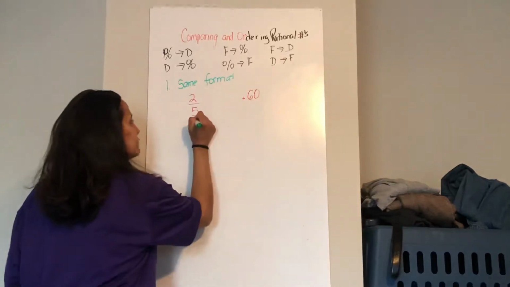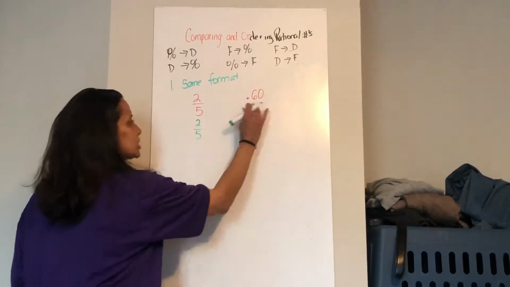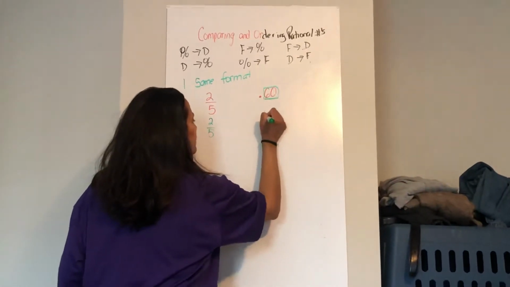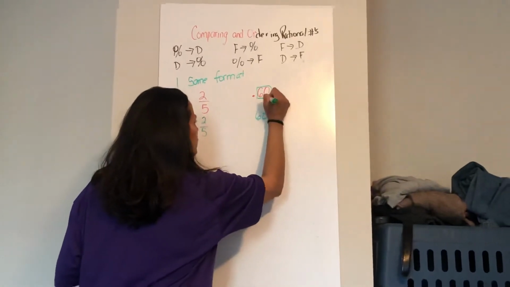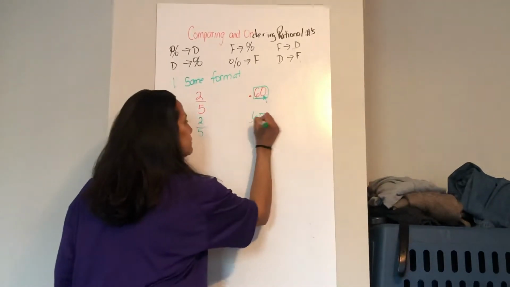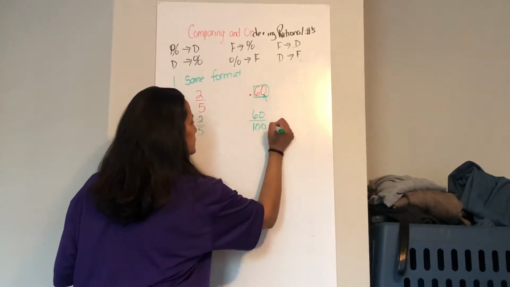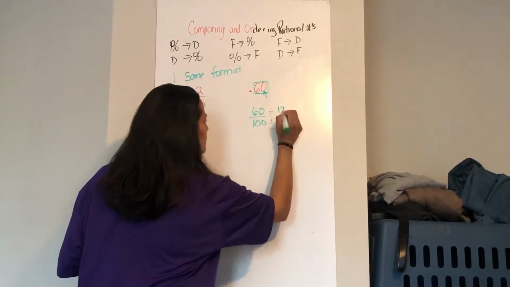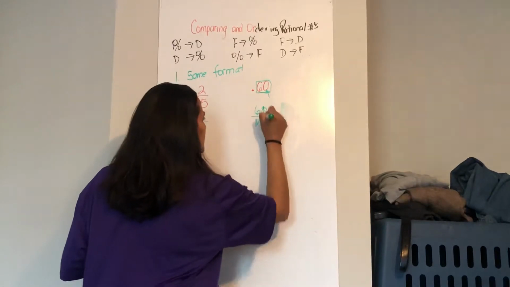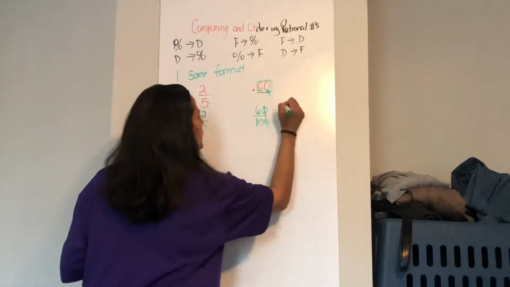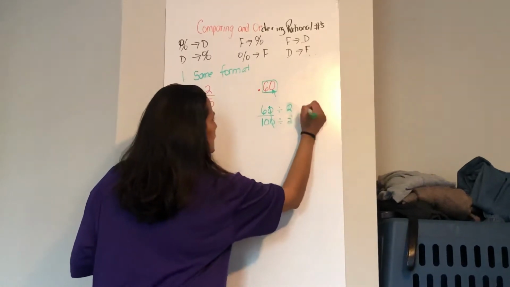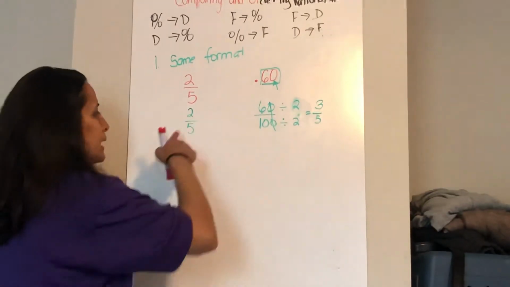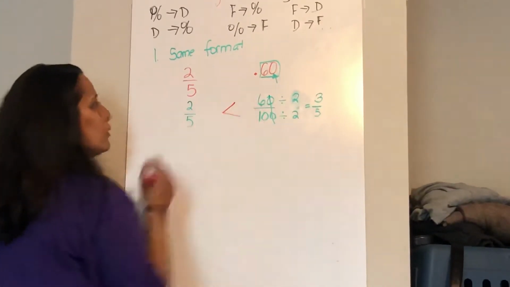So I can leave 2/5, but I must change this to a fraction. Look, this becomes your numerator. The place value of that is 100. I am then going to reduce. I'm going to knock out those zeros, so that becomes 6/10. And then I'm going to reduce by 2, and so I get 3/5. Okay? So I know that 3/5 is bigger than 2/5. So I know that this is bigger.